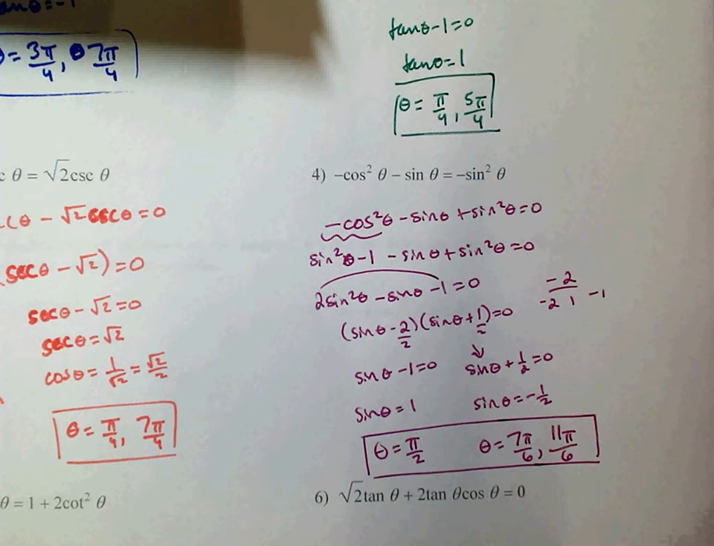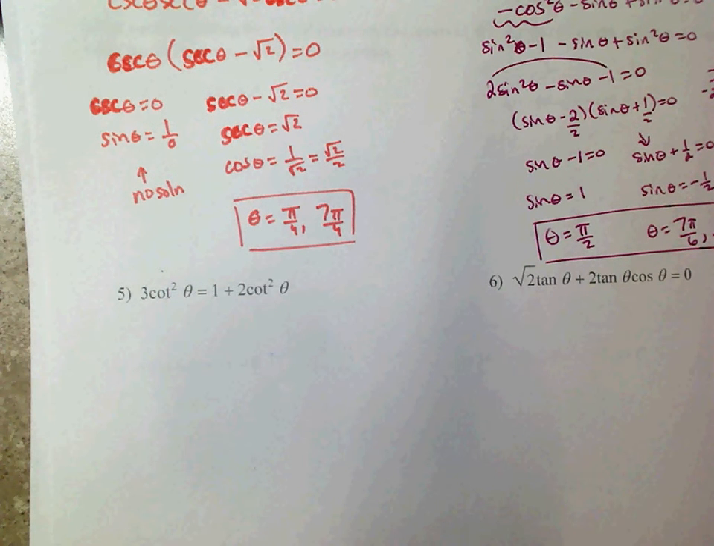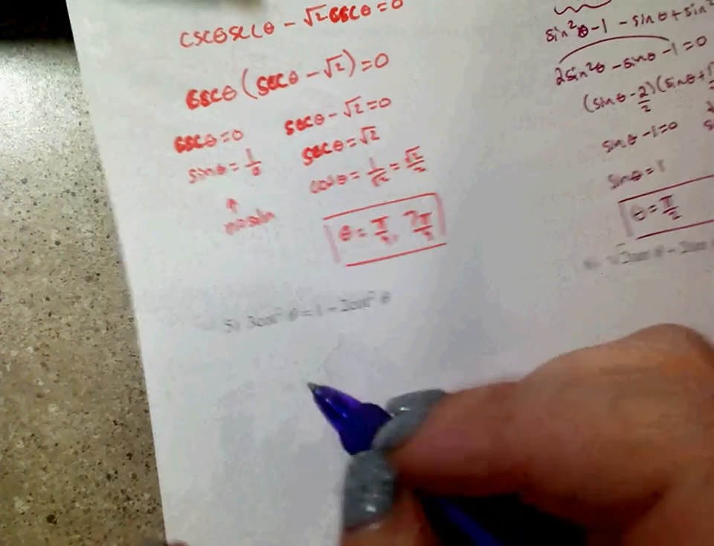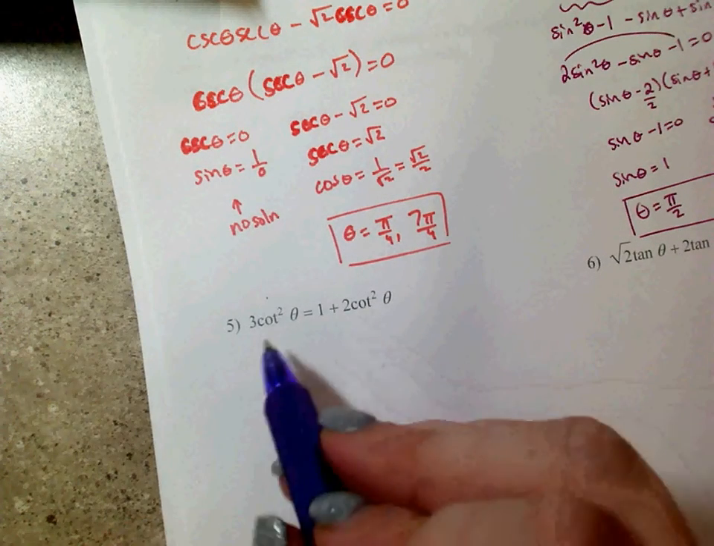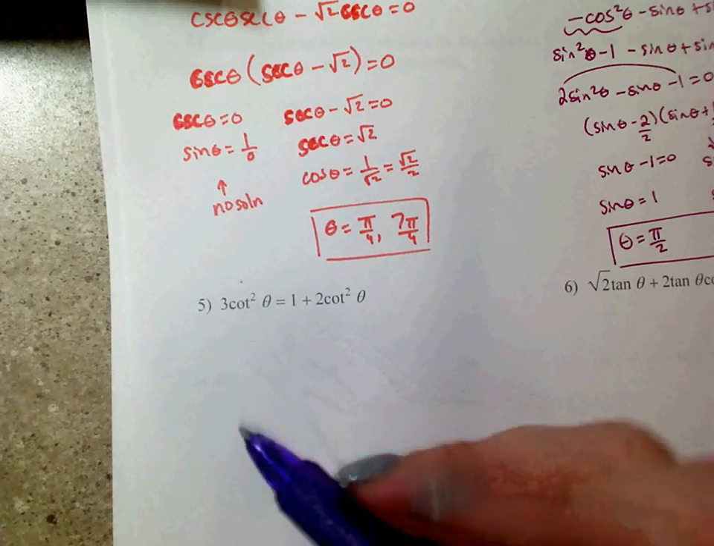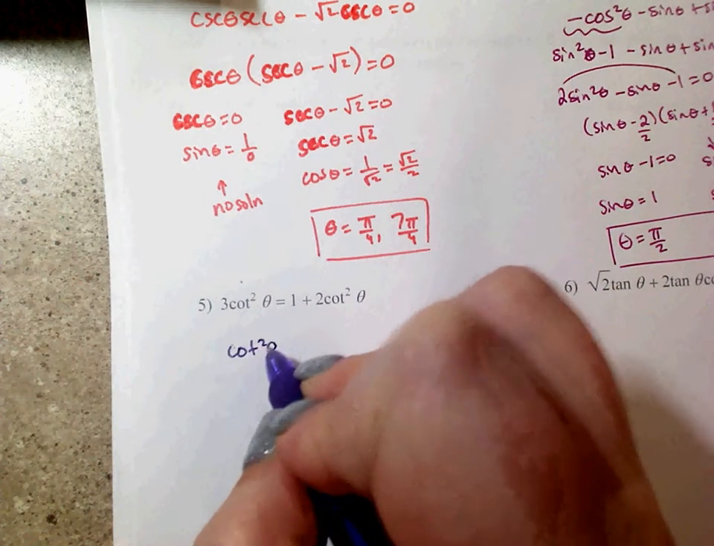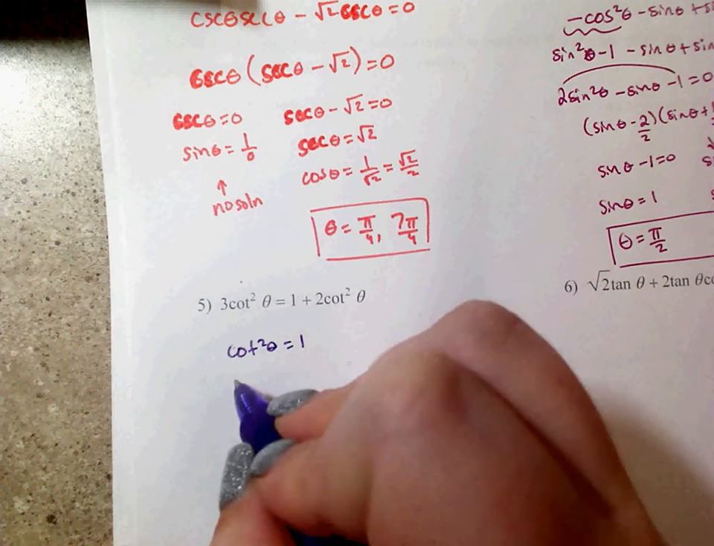All right. Number 5 is another factoring problem. So, well, actually, the only trig function I have is cotangent, so I'm only going to move the cotangent over here. If I subtract 2 cotangent squared, I'm just left with cotangent squared equals 1. Take the square root. Cotangent of theta equals plus and minus 1.